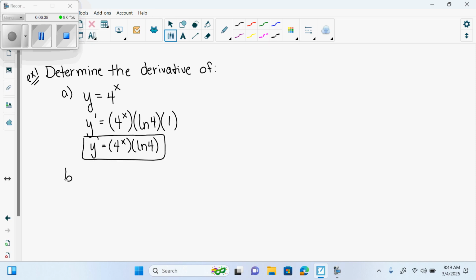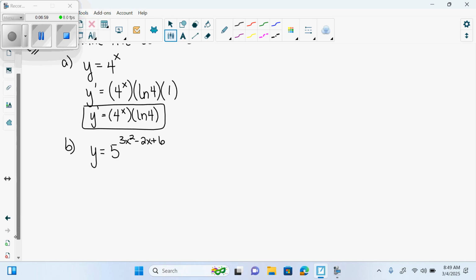Okay. B, what if I give you y equals 5 to the 3x squared minus 2x plus 6? Still numerical base, variable exponent, correct? That has not changed. So to find y prime, there's always going to be three steps in the chain when you have a numerical base to a variable exponent. The first step is going to be to rewrite it. So we're going to get 5 to the 3x squared minus 2x plus 6.